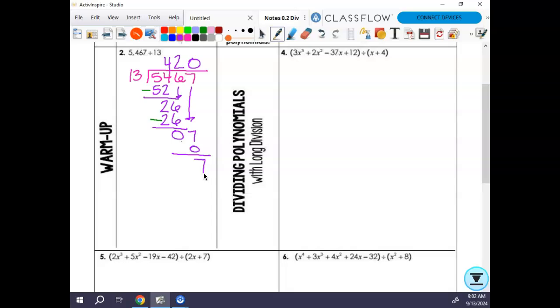Okay? So notice lining stuff up appropriately is important. I put the 4 above this 4, not because they matched, but because 13 was going into 54, and then kept on going that way. Now, when you first learn to divide, you would maybe write your answer as 420 with a remainder of 7. Like, that's one way to say it. But how you really write it is you have 420, and then this is your remainder, 7 over this, which is 13.